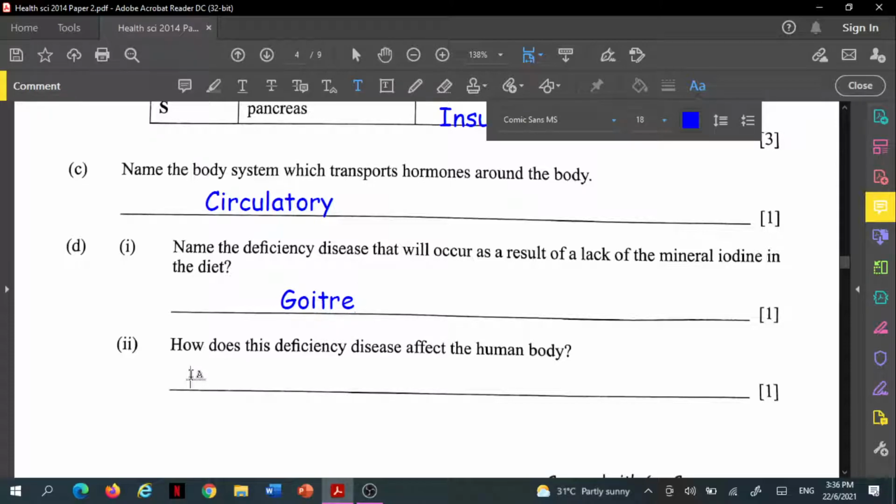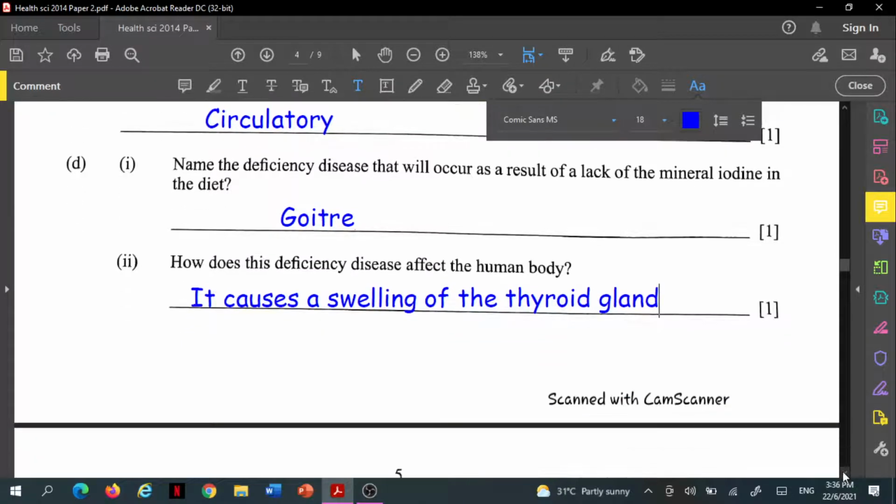All right, so it causes a swelling of the thyroid gland. Excellent. So again, once you have goiter, you see a swelling under the neck, or at the base of the neck.